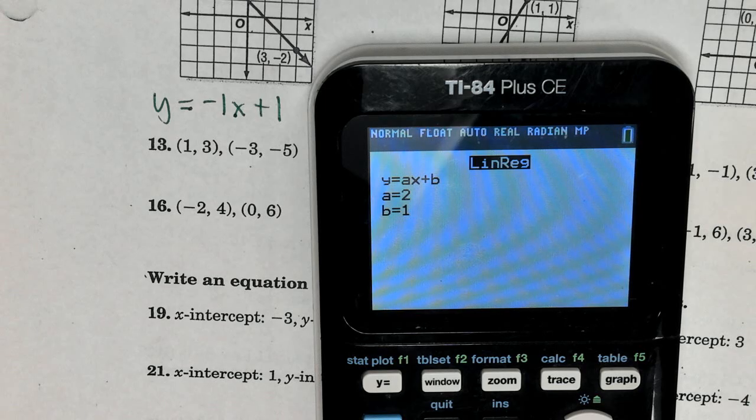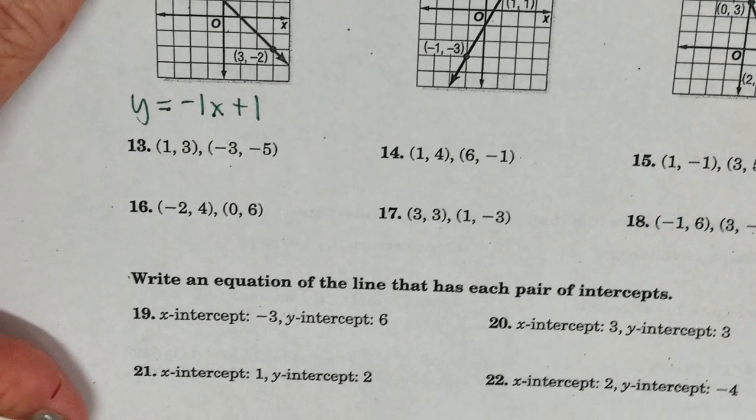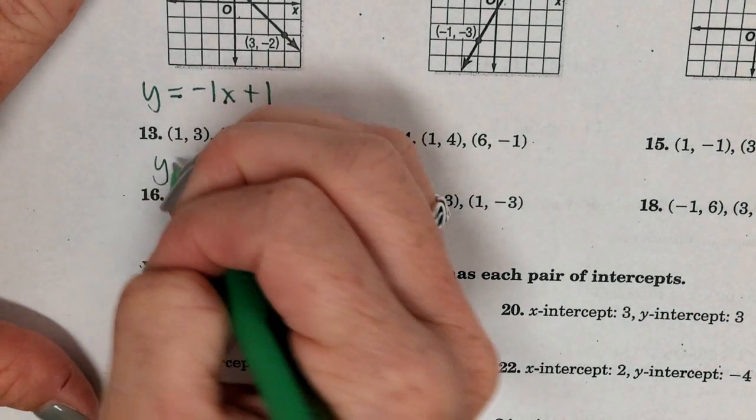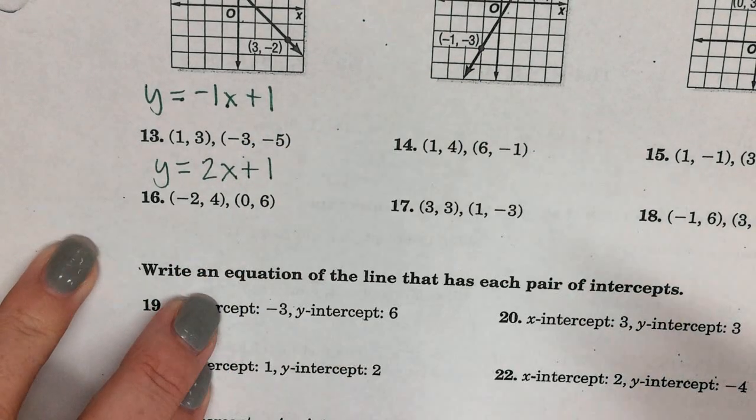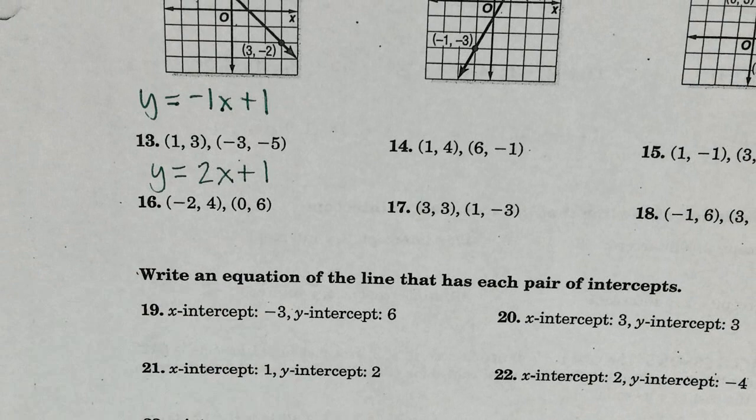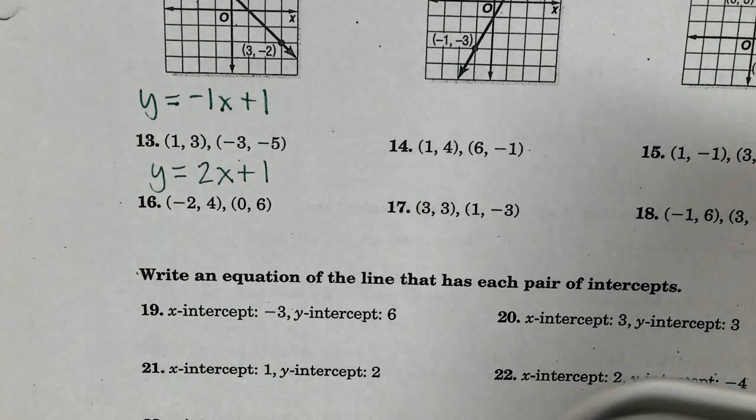Then you didn't do something right. Okay, so your answer is y equals 2x plus 1. So the best things you can check, there's another thing that could be wrong.